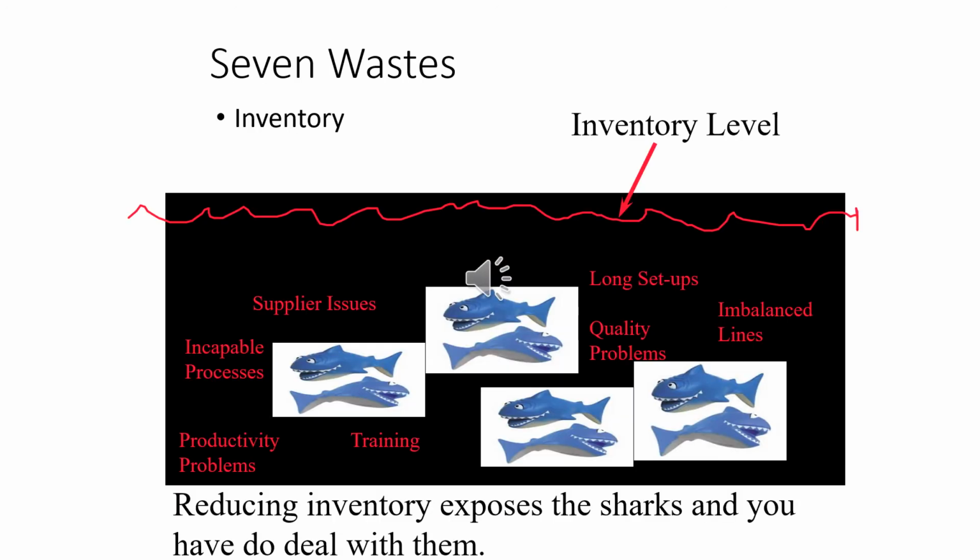Now, on this slide, think of inventory like water, right? High water mark. If you have inventory, it can cover up things like supplier issues, where they're not very reliable. Your processes, where you make a lot of mistakes, so you have incapable processes. Your productivity is kind of shaky. Your training, where inventory takes care of things while people are gone. Long setups, where you need inventory to keep you going while you're doing your setup. Any kind of quality problems, or imbalanced lines. These are like sharks under the water waiting to bite you, and inventory hides those for you. If you're going to fix a problem, you have to be able to see it first.